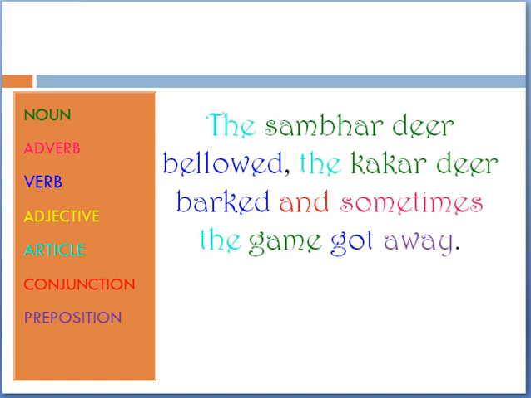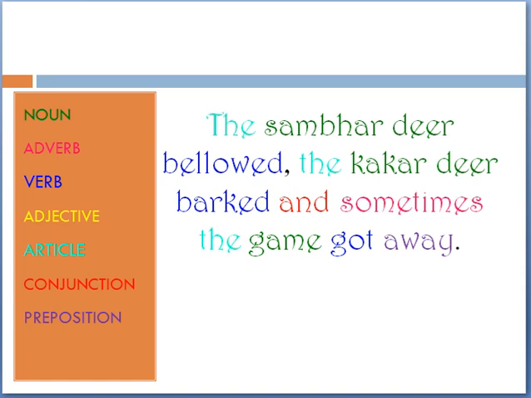The game got away. The is an article. Game, here we know in which sense the word has been used: it is talking about the animals or birds which are hunted by the mother tiger. So here game is a noun. Got is the past tense of get, so it is a verb, and away is a preposition. It is telling us that the game or the food goes far. It tells us the direction or the position of the noun.